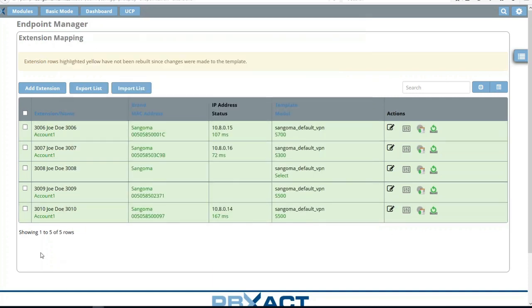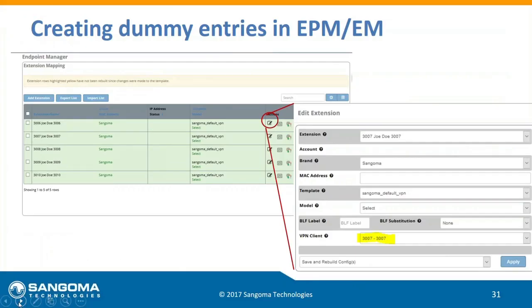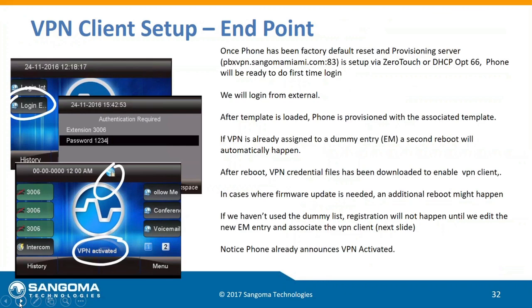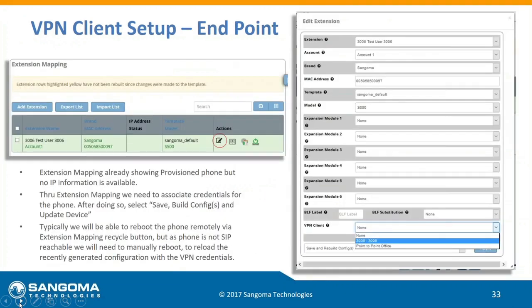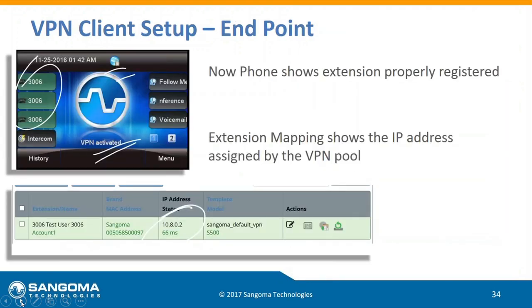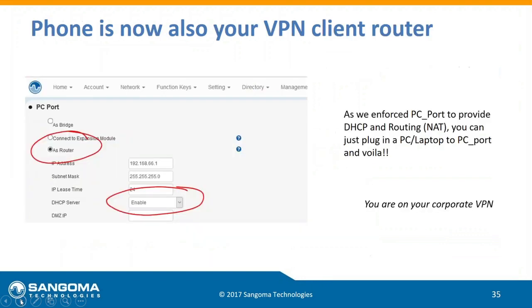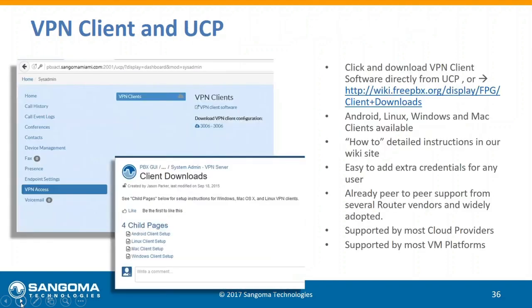But in any case, if I go back to the PowerPoint, okay, this is basically what we saw. This is what we did to associate the client to the specific entry. Okay, and this is how it looks after it's already registered on the extension mapping. We already saw this, that is configured as a router. Yes, the SCP is enabled.